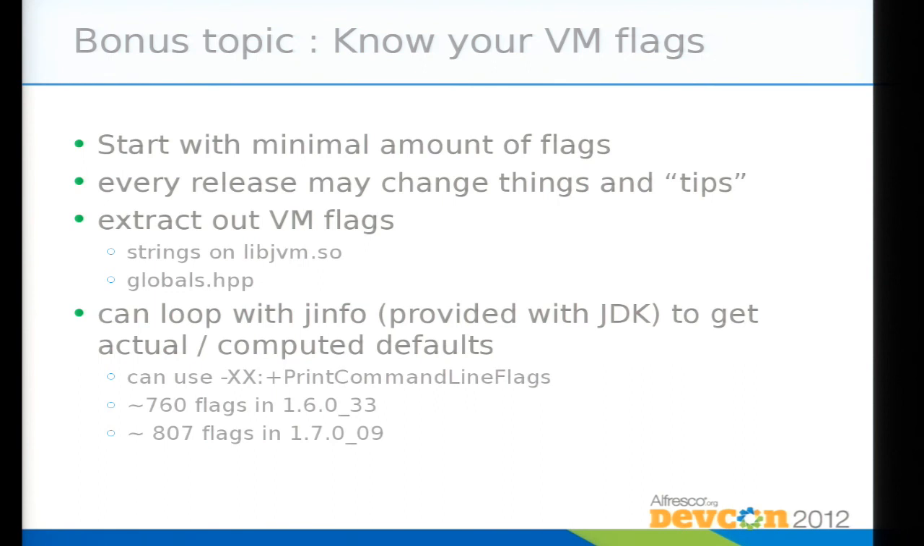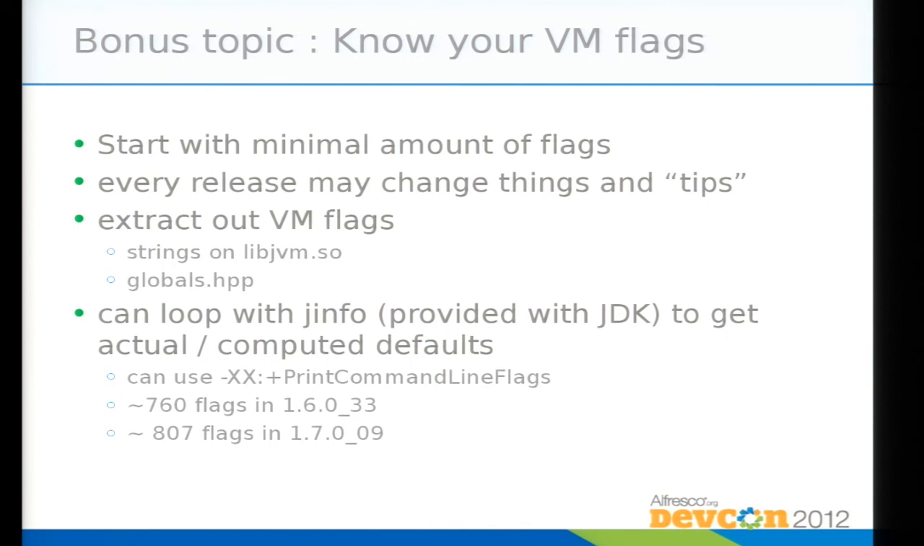So what you want to know is the minimal amount of flags, but still, if you want to find out what flag changes happen between release to release, and you don't have access to the source, what you can do is extract out all the VM flags by running strings on the .so, libjvm.so, and then when you have that, you can use jinfo, which is provided by the JDK, and for each flag, tell it to give me the value of that flag. So you would have all the default values of all JVM flags for a specific release, without having to read the source.